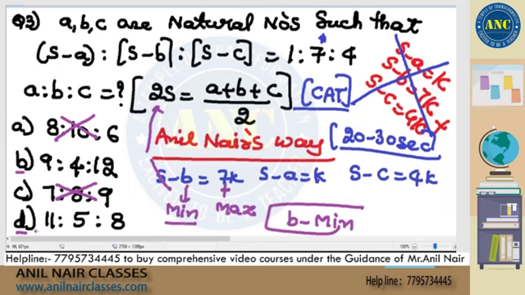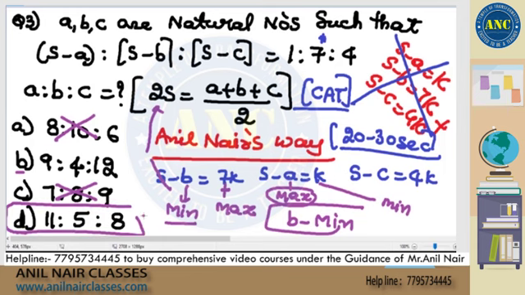Next, S minus A is K, which means it is 1. It is the minimum. If this is minimum, A should be maximum. A should be maximum and B should be minimum. What is the answer? 11 is to 5 is to 8.